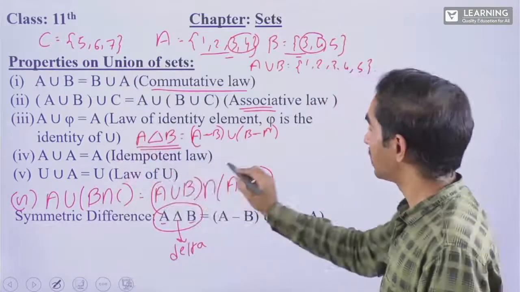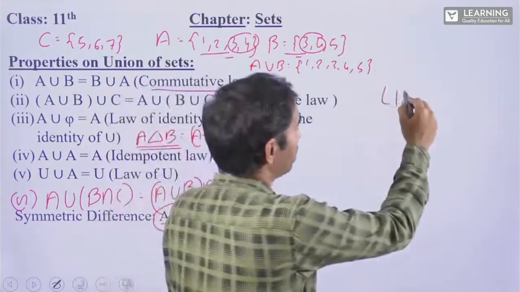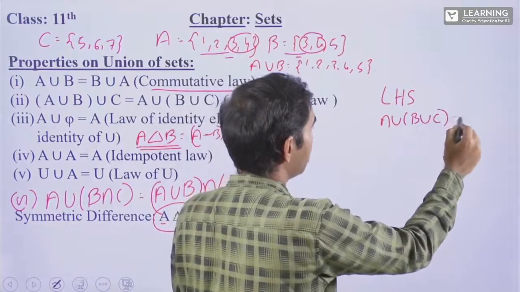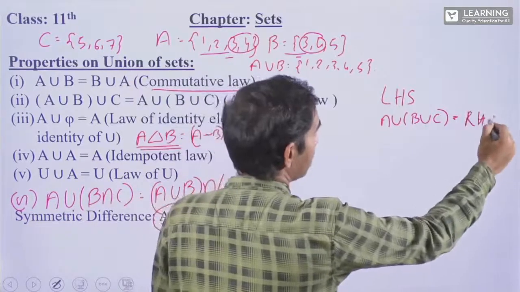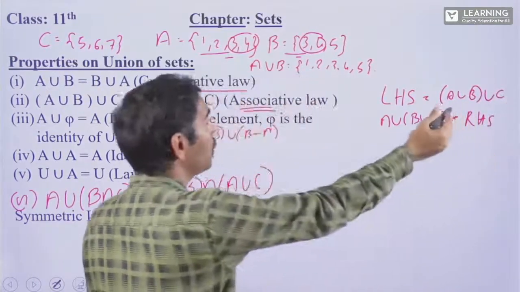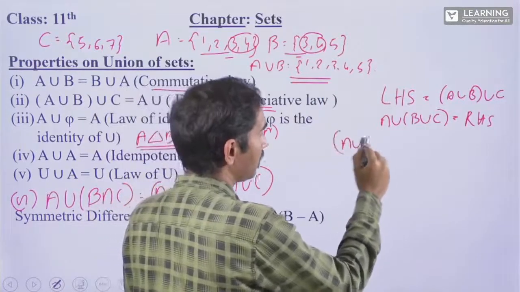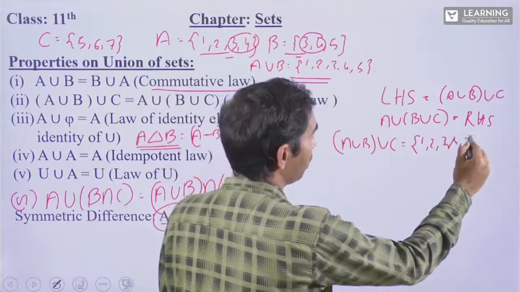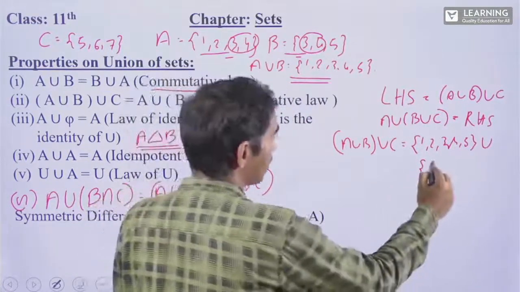We'll find out what is LHS. LHS will be (A union B) union C. So what is A union B? We already found out here: 1, 2, 3, 4, 5. Now (A union B) union C, that is nothing but 1, 2, 3, 4, 5 union C, which we write as 5, 6 and 7.